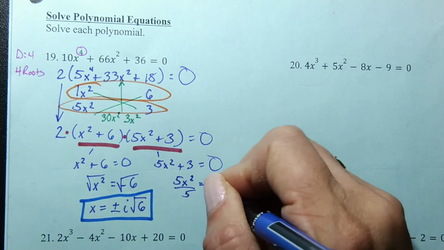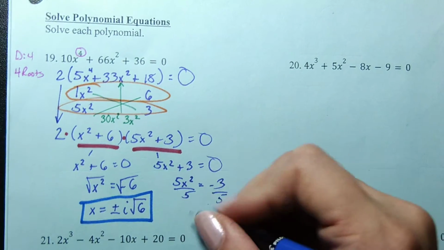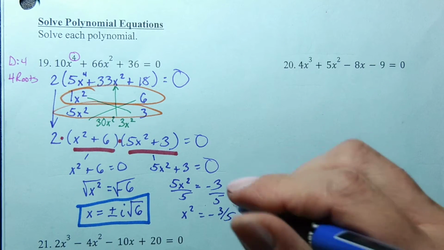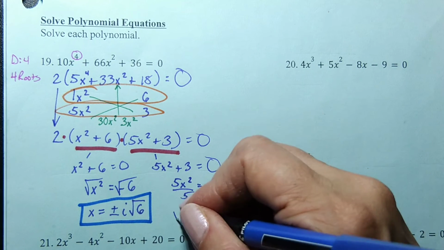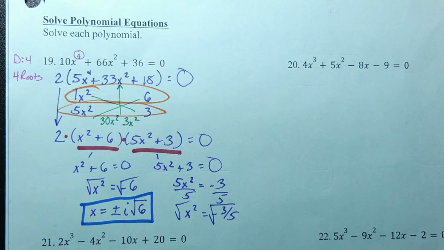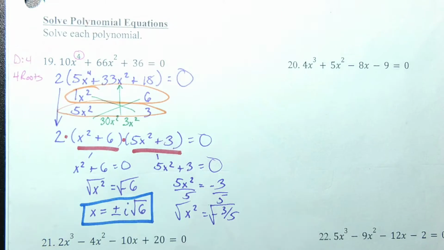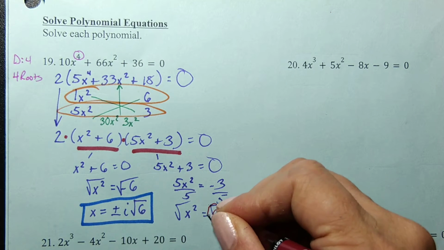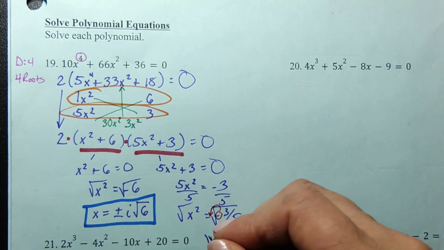And then we subtract the 3. We divide by 5. We have to isolate that squared term first. And then x squared equals negative 3/5. Square root. Ooh, so square root of a fraction, we'll handle that a few units from now. But what do I have to simplify? That negative, you got to bring that out as an i.